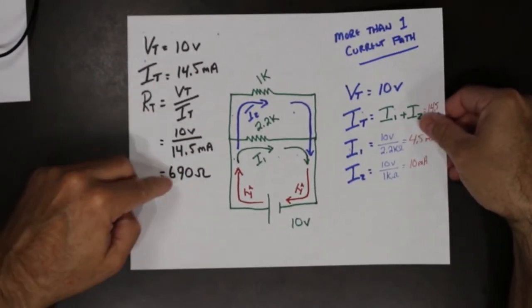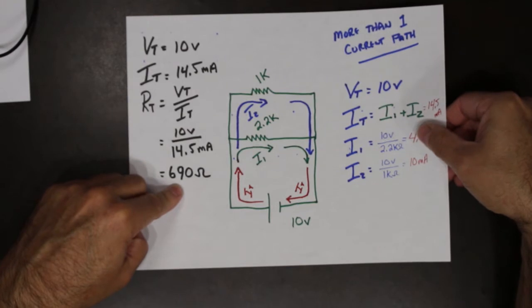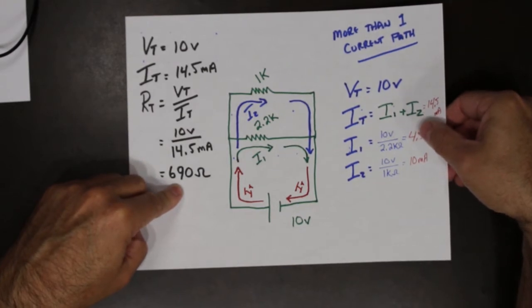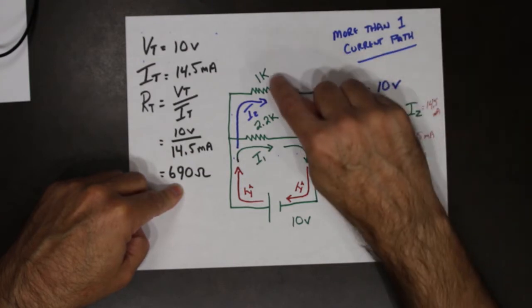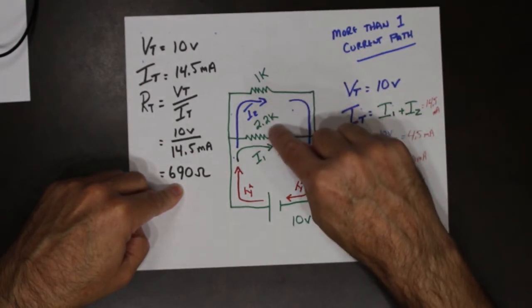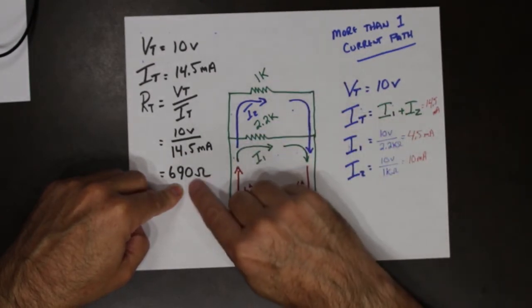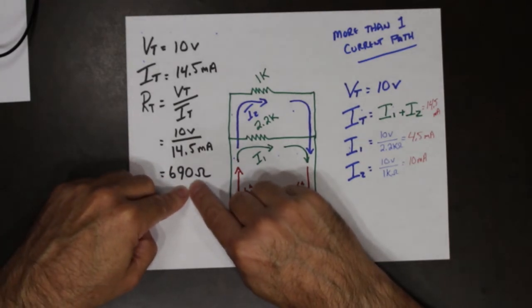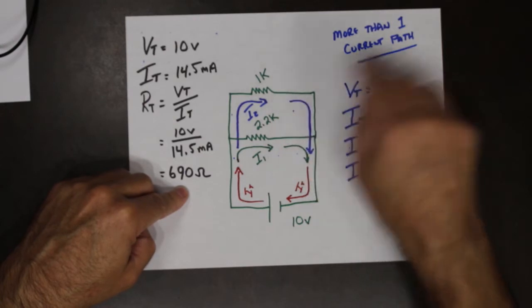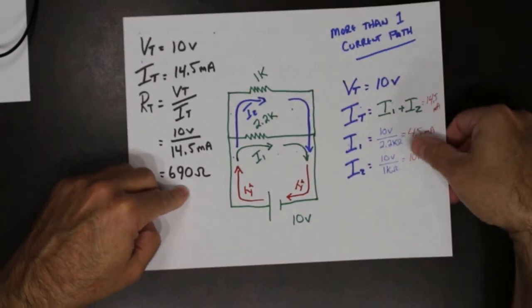So, if you notice, 690 ohms, it's a little bit different. We have 1,000 ohms here and 2,200 ohms here. So how is the resistance value lower than these two? Well, let's take a look.